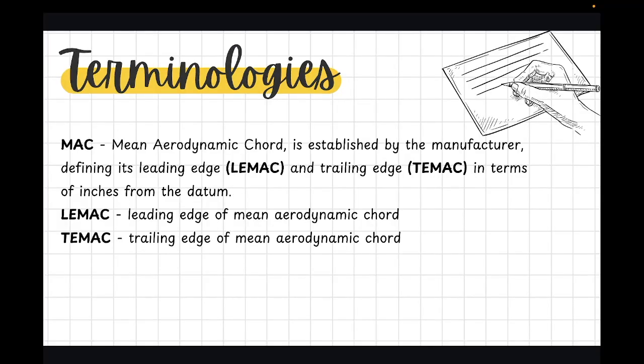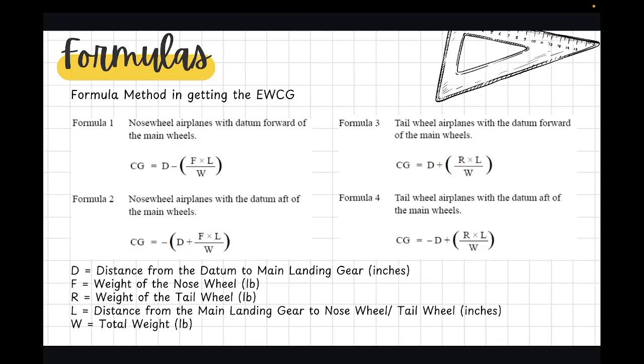Okay, here's Mach. Mach means mean aerodynamic chord. Is established by the manufacturer, defining its leading edge or LEMAC and trailing edge TEMAC in terms of inches from the datum. So, LEMAC meaning leading edge of mean aerodynamic chord, and then TEMAC, trailing edge of mean aerodynamic chord. This can all be seen later sa example and mas maintindihan nyo sila.